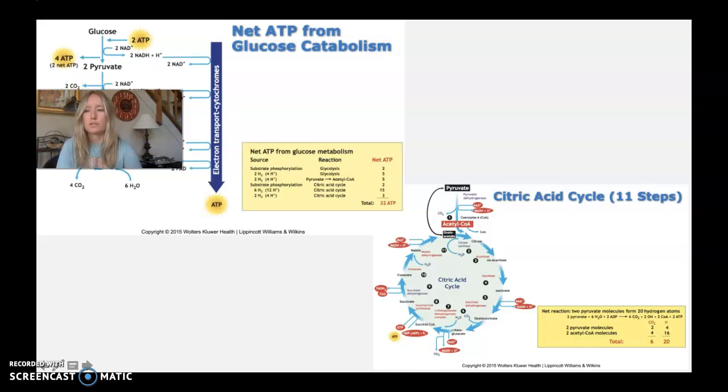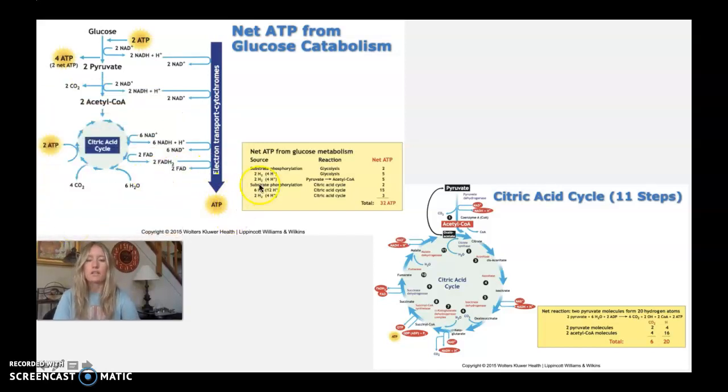Here are just two kind of more detailed pictures. So the first thing we're going to go over is breaking down glucose and the production of ATP that comes from that. This is a graphic that shows all the different steps.